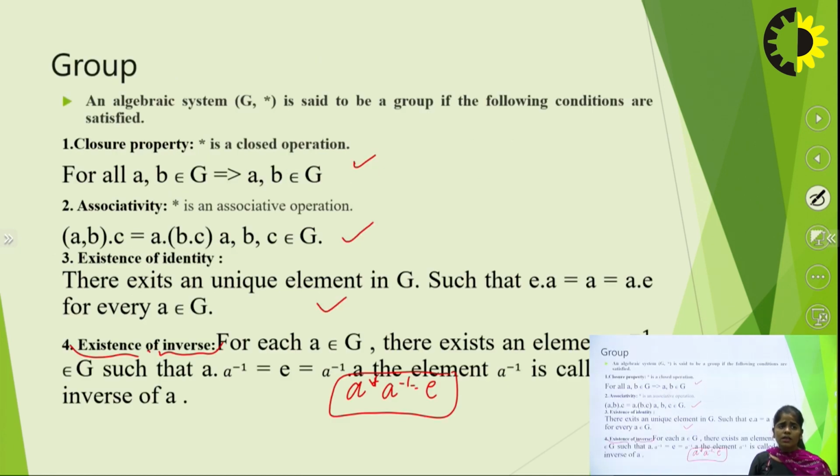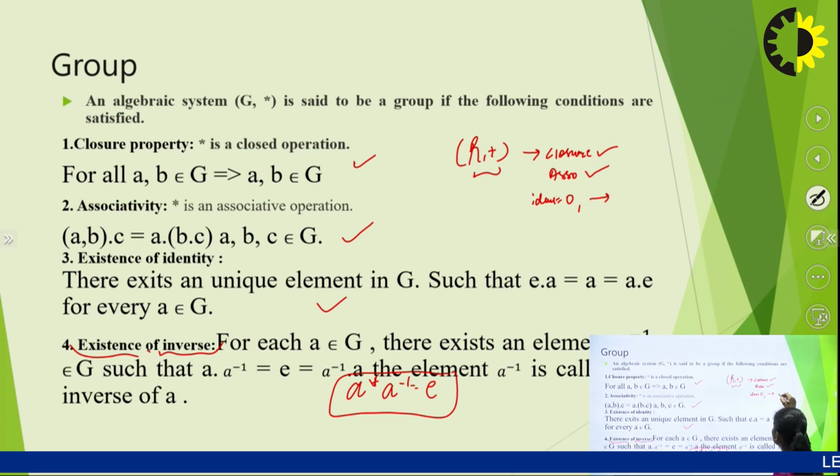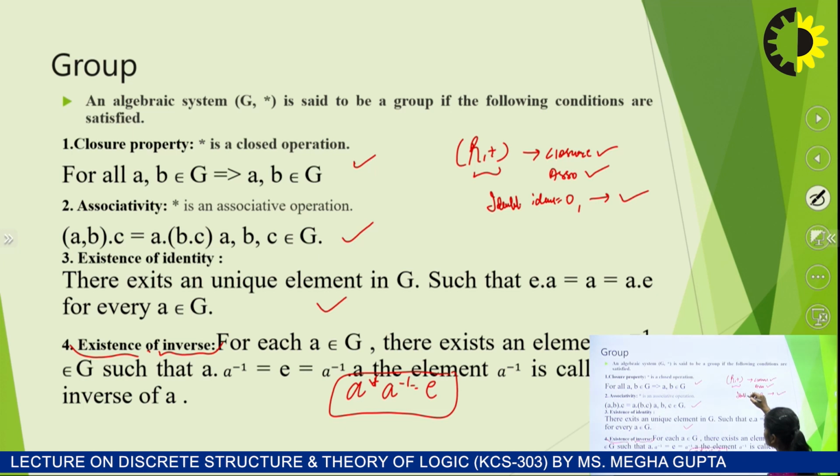For this we take an example of real numbers with the operator plus, the operator addition. Let's check whether real numbers with the plus operator is closure or not. Yes, it is closure. Yes, it is associative because the plus operator is always associative, and in case of plus operator we have the identity element, that is 0, and 0 is in the real numbers.